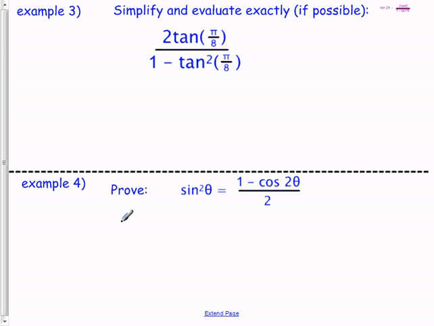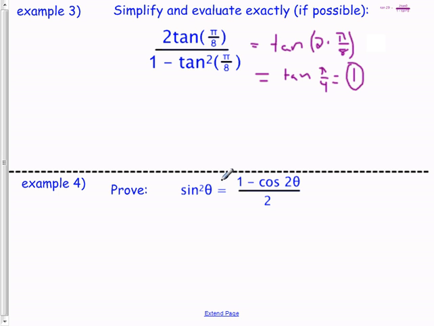Alright, so lastly here, we want to simplify and evaluate exactly if possible. So this is a double angle, obviously, you can tell it's tangent. So this here, this is actually going to equal the tangent of 2 times whatever angle measure is here, and you can see it's pi over 8. 2 times pi over 8 would be tangent pi over 4, which you should have memorized by now as a 1. And then our proof.